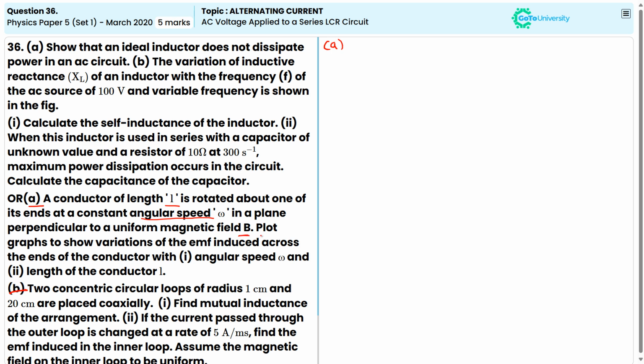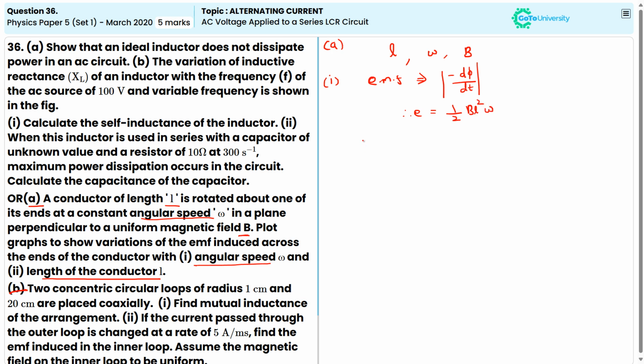They're asking us to plot graphs to show the variations of the EMF induced across the ends of the conductor with angular speed omega and length of the conductor L. So let us take the conductor of length L, which is rotated at the angular speed omega in the magnetic field B. The first one is the EMF induced across the ends of the conductor with angular speed. The EMF induced in the rod we can write as minus d phi by dt, so the EMF induced equals 1 by 2 B L square omega.